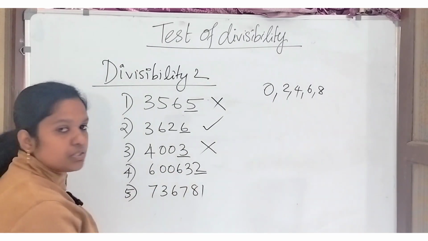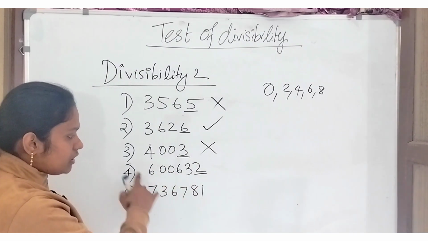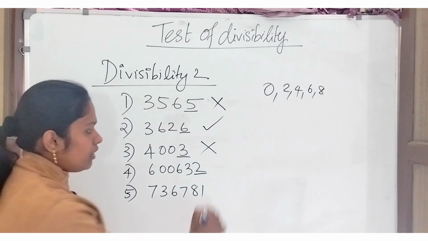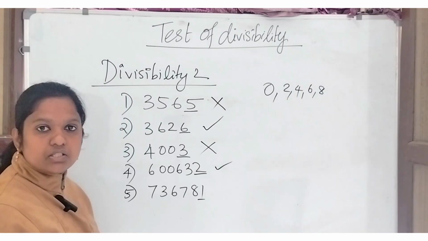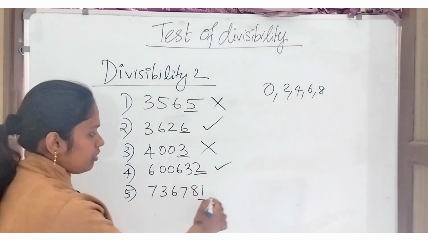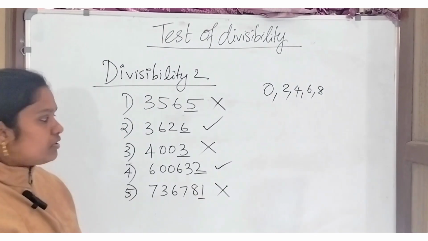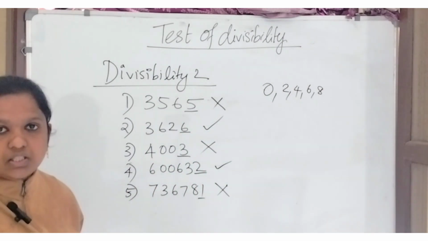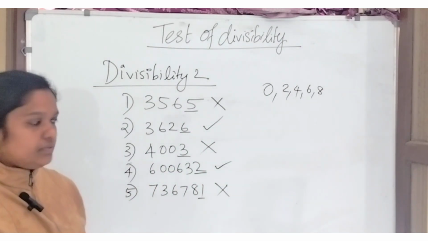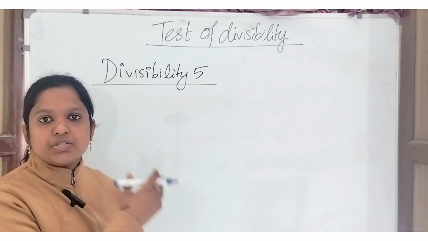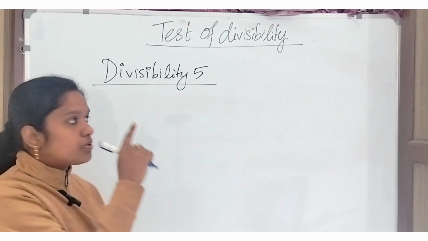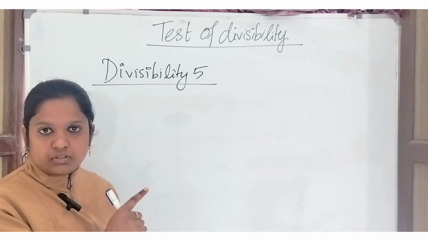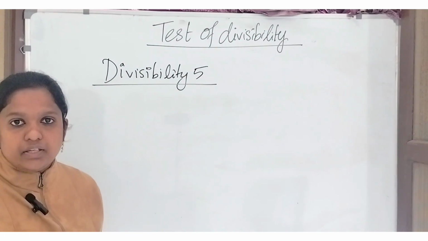The last digit is 2. Then we can say that the whole number is an even number. It's divisible by 2. The last digit is 1. 1 is not an even number, so it's not divisible by 2. So this is the way we can check the divisibility of 2. Okay, now we are going to check the divisibility of 5. When you see a number, is that number divisible by 5 or not, without doing the proper division.